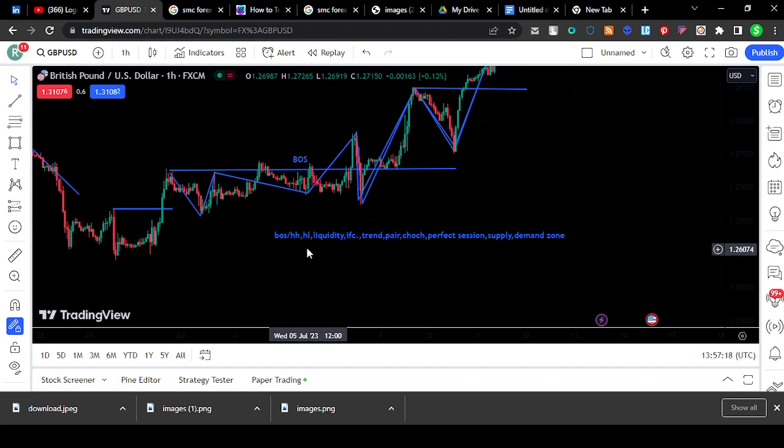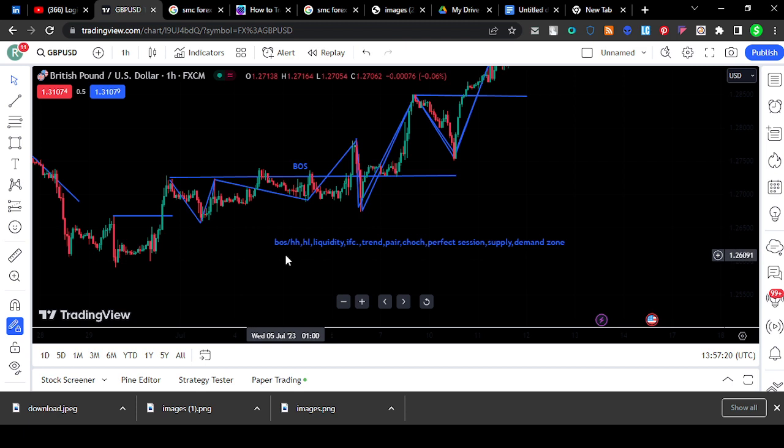If you don't know, then let me introduce you: BOS, break of structure. HH, HL means higher high, higher low. Liquidity, IFC, trendy market, pair, which pair you will select, change of character. Perfect session, which session you will choose for a perfect setup for your trading. Supply and demand zone. These are all the main themes for trading.